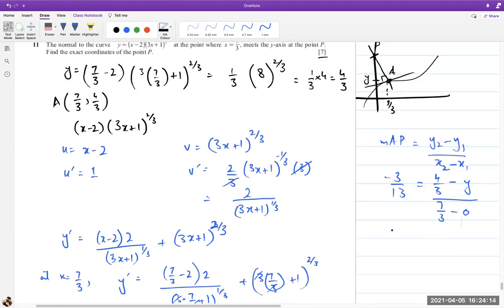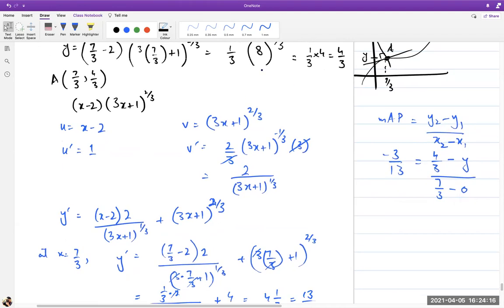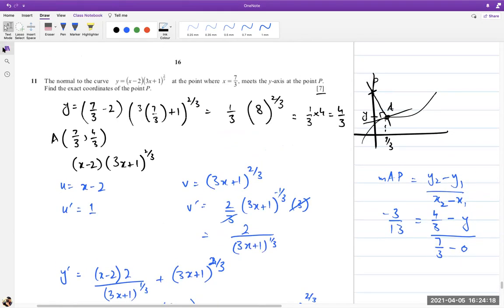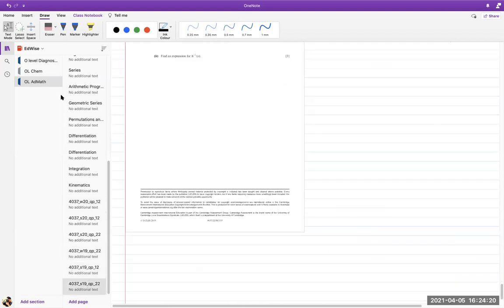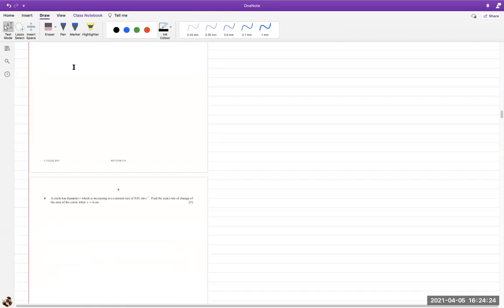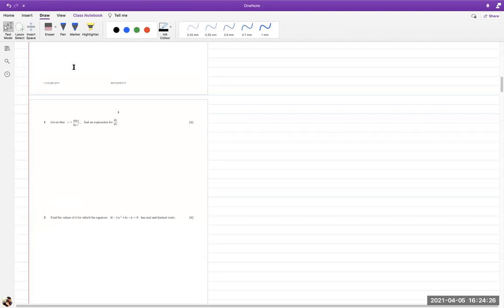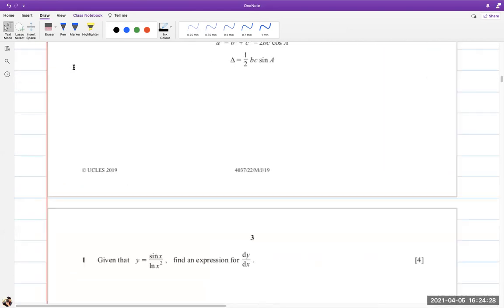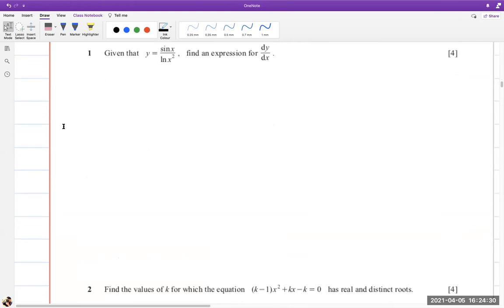So there are two ways to do this, and that is the last question from the previous paper. We will move on to the next paper now, which is 2019 summer paper 2-2. All right, let's start with this. It's saying that y is this and to find an expression for dy by dx.